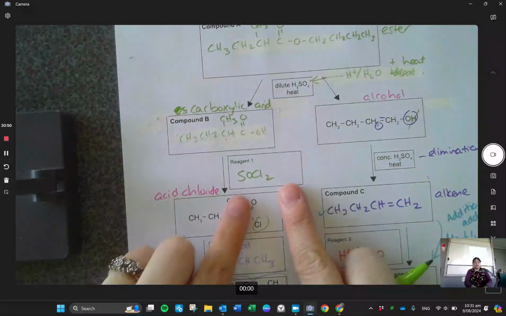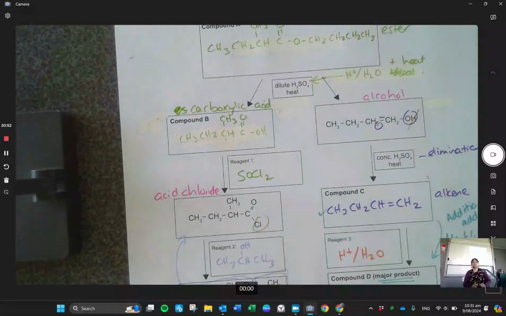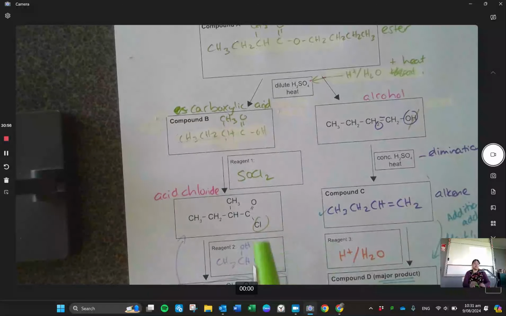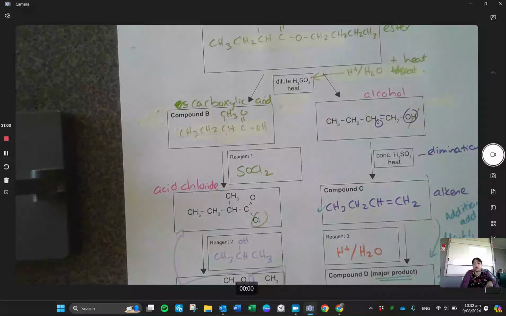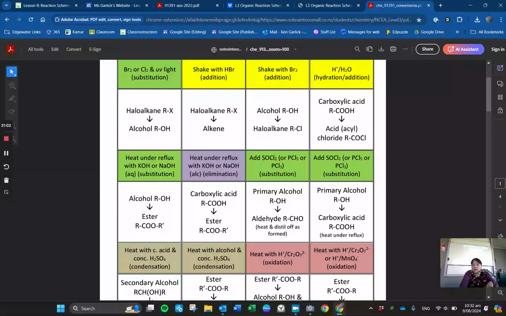So basically what we're trying to do is substitute the OH for the Cl. And the reason why we do that is because the acid chlorides are very reactive. If I wanted to go from carboxylic acid to ester, I still could. It's just going to require extra reagents.